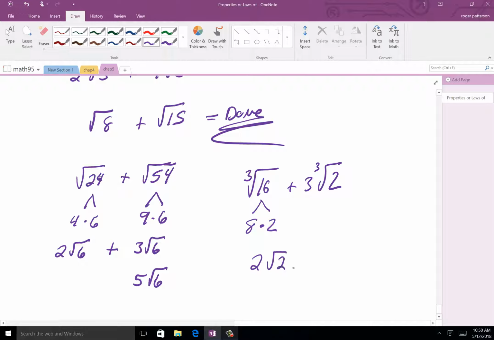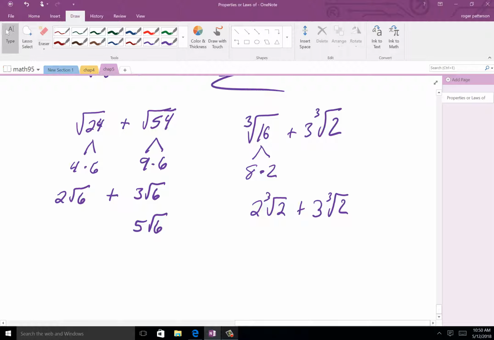So the cube root of 8 is 2, so we have 2 cube roots of 2 there, 3 cube roots of 2 here. What's our answer going to be? 5 cube roots of 2. That's correct. I wish there was some way, besides giving you that little chart, to know those perfect cubes, but there isn't. There's no trick. You just kind of got to know them.